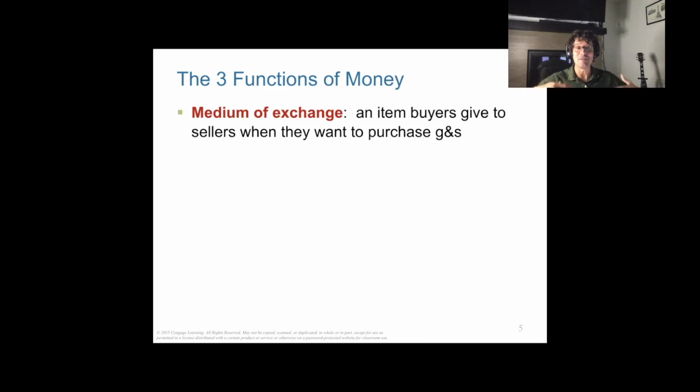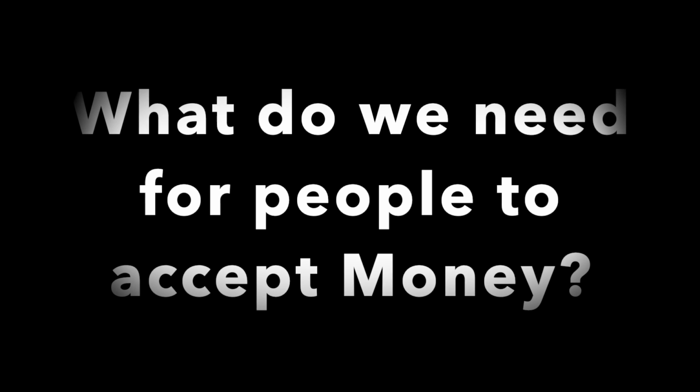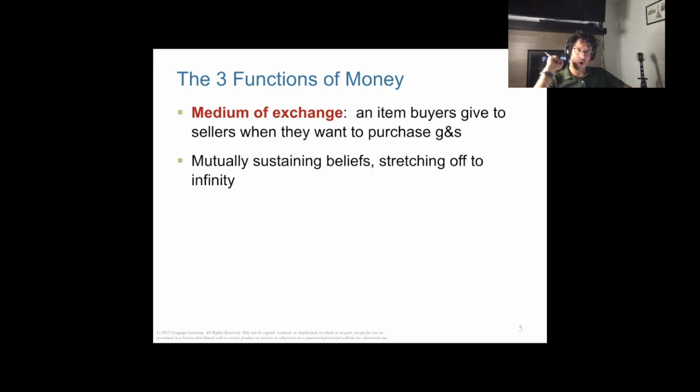So we don't care about money per se, we care about money for its function of medium of exchange. We care about money because we know we can use these fancy coupons in order to get goods and services. In order for money to play the role of a medium of exchange, we really need something. What we need is mutually sustaining beliefs that stretch out to infinity.